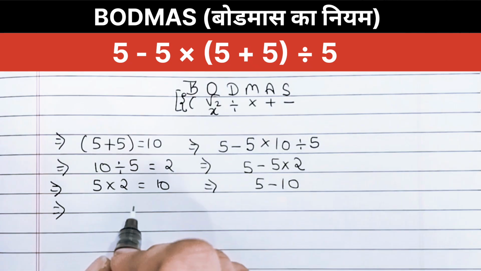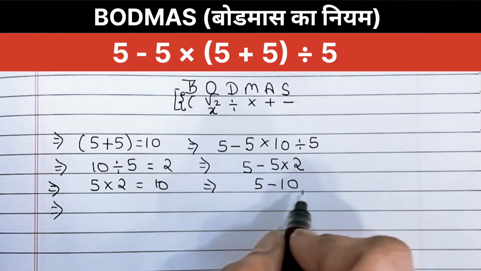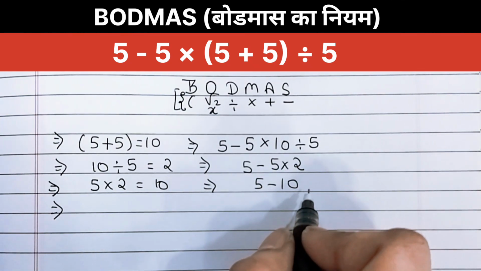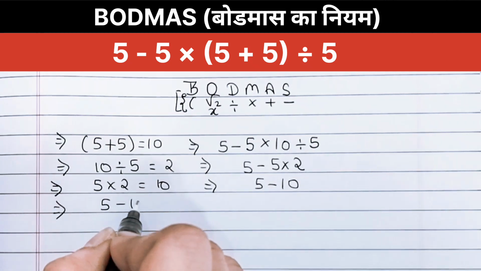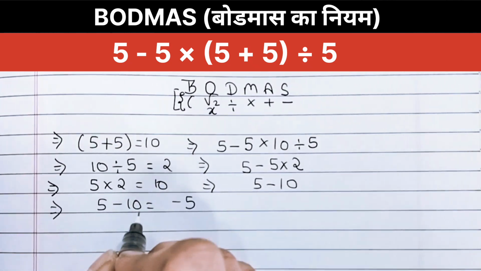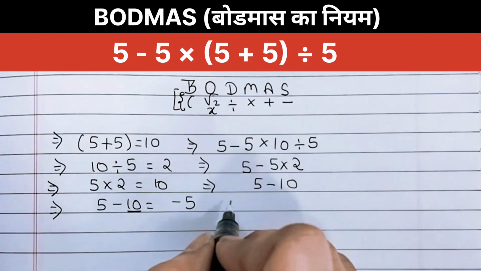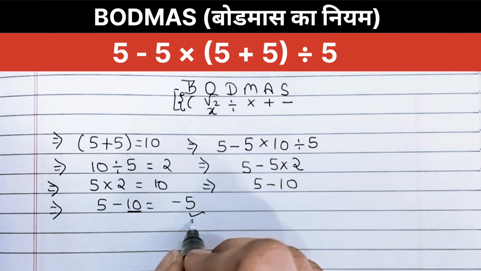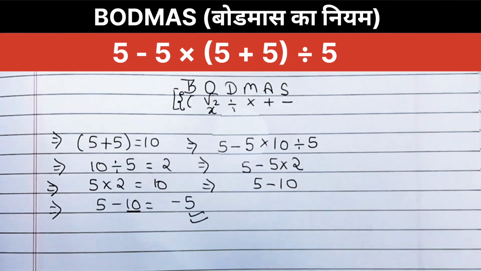So, now the fourth step, subtraction. The final step is to subtract the product from the initial value. So, 5 minus 10 equals minus 5. So, the larger digit has a negative sign. So, the answer will be minus 5, and minus 5 is the final result.